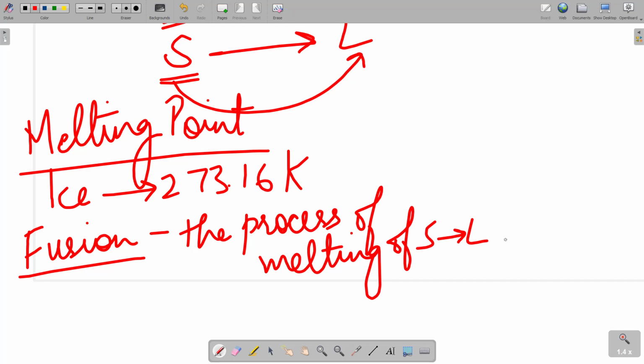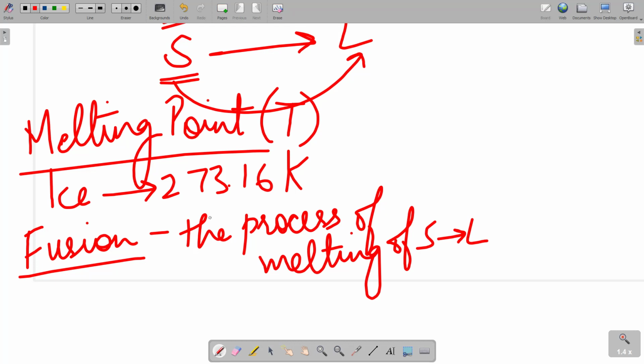So I am repeating: when we are only talking about temperature, the particular temperature at which a solid converts into liquid at atmospheric pressure, we call that the melting point. This is related to temperature only. This process of conversion of solid into liquid, the process of melting of a solid into a liquid, is called fusion.